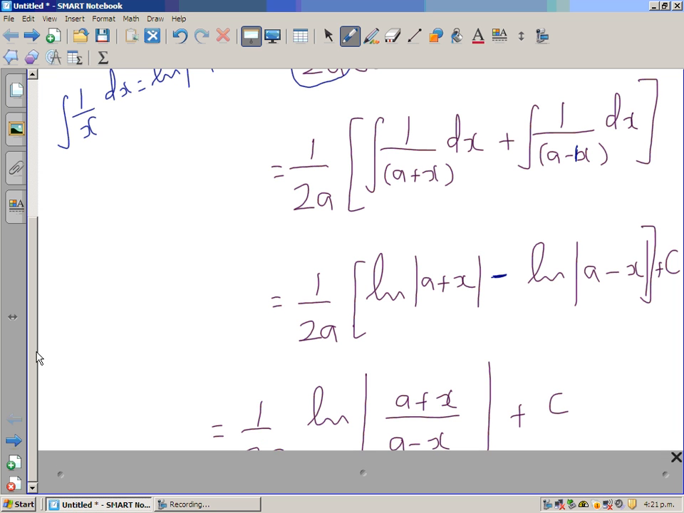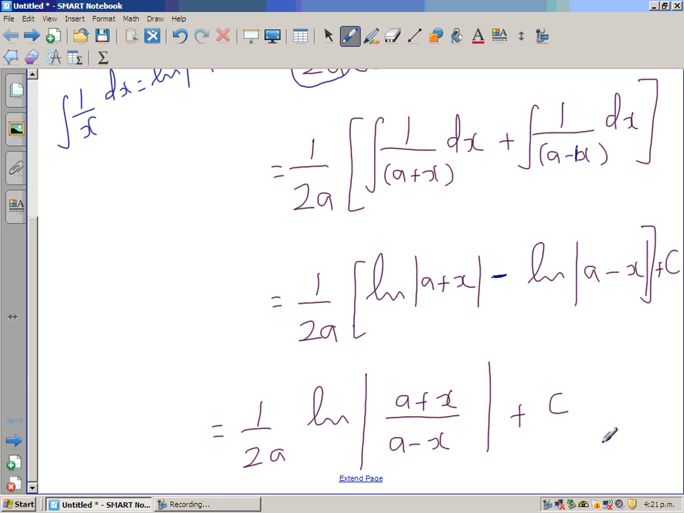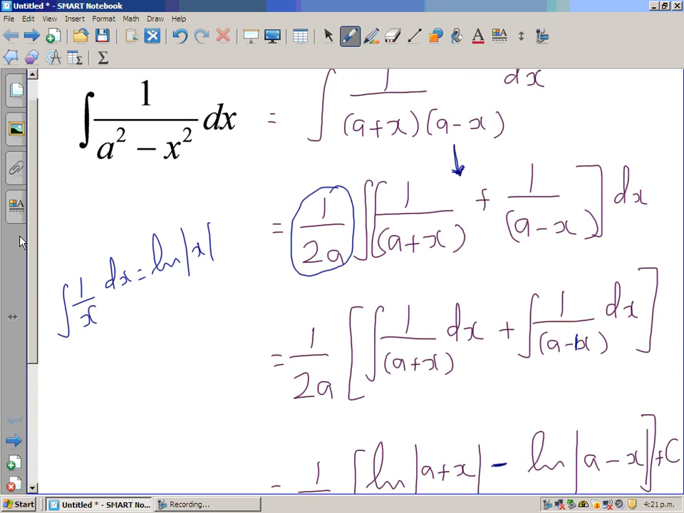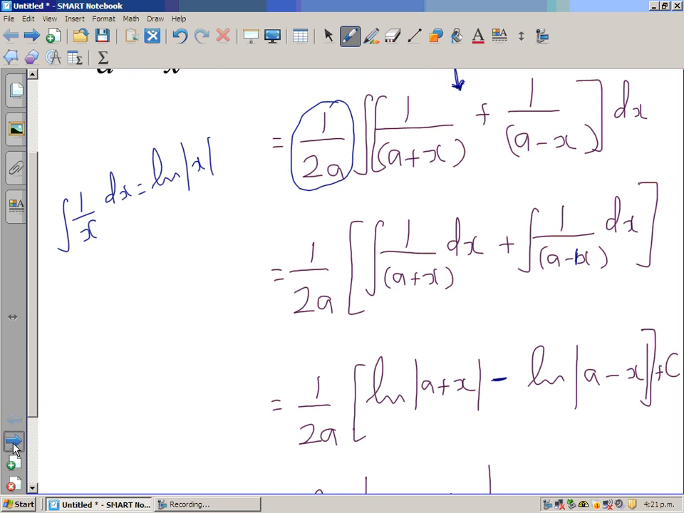Okay, so of course, now applying the log rule, this is nothing but 1 over 2a natural log of a plus x over a minus x plus c, the constant of integration. So let us use this to do one example.